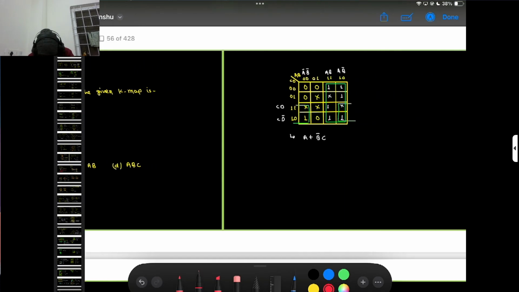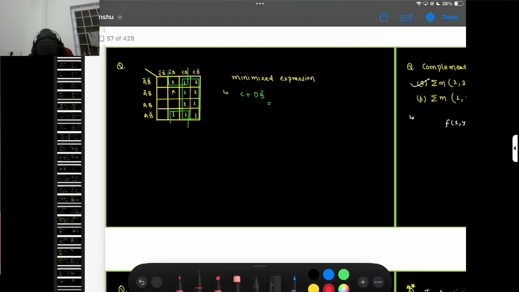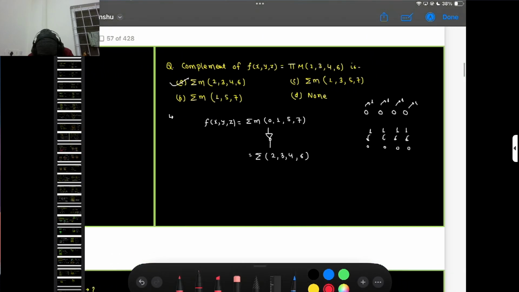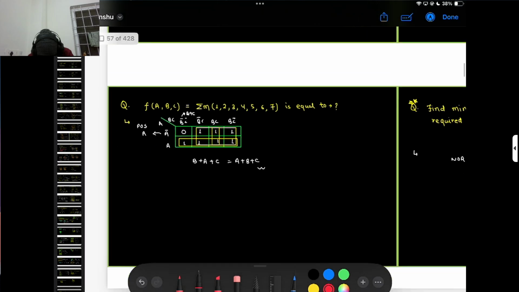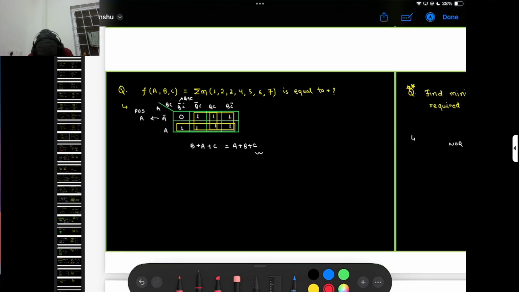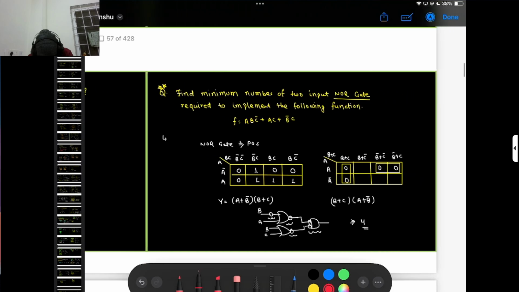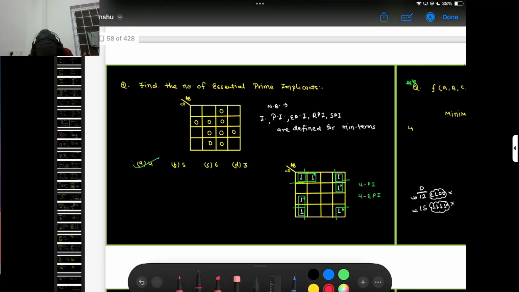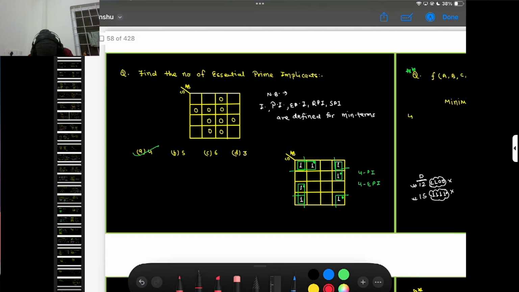assignment 2, the minimization question: minimize and express the complement of f(x, y), and this f(a, b, c). Find the number of essential prime implicants, EPI. So EPI, how do we find it? This is my 1 1. So EPI, essential prime implicant.